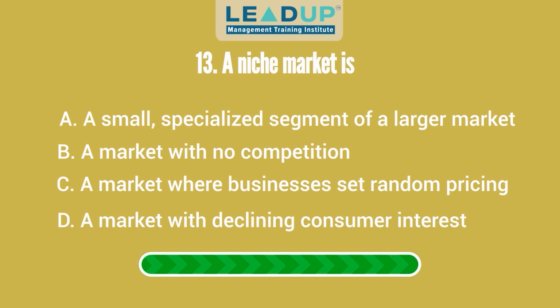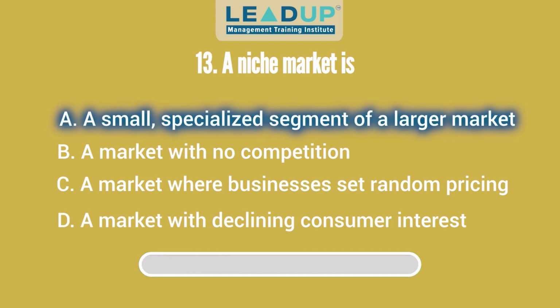Question 13. A niche market is A. A small specialized segment of a larger market. B. A market with no competition. C. A market where businesses set random pricing. And D. A market with declining consumer interest. Answer: a small specialized segment of a larger market.